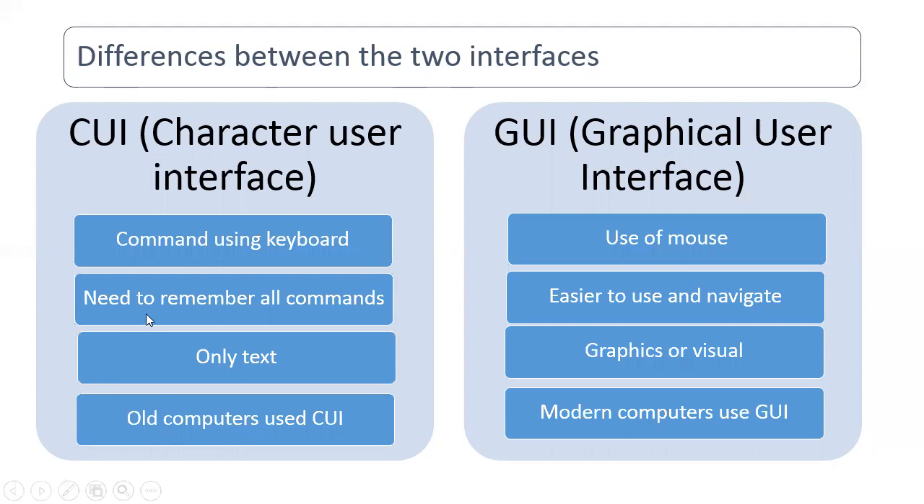Second, CUI is difficult to use as the user has to remember all commands. GUI is much easier to use and navigate. Third, there is only text in case of CUI. In GUI, there are graphics or visual clues for each application. Old computers used CUI. Now most modern computers use GUI.